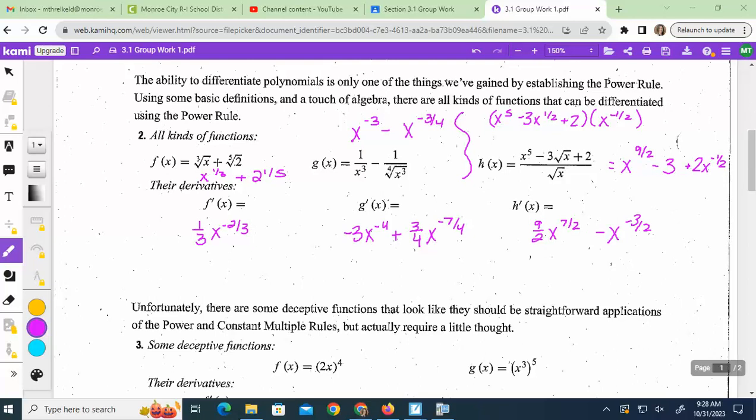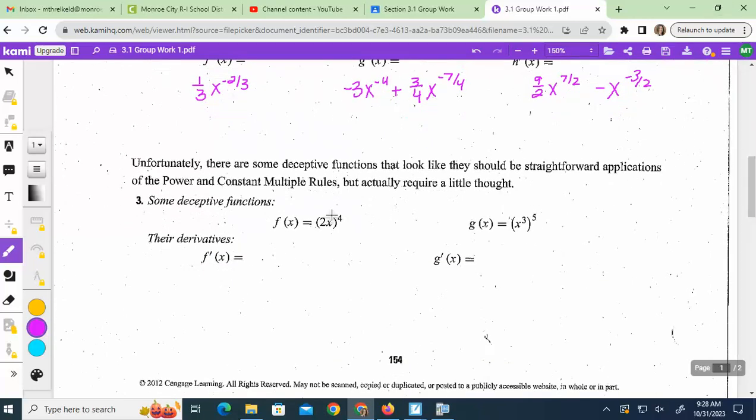Last one. We need to clean things up first. 2 to the 4th would be 16x to the 4th, so the derivative would be 64x cubed. Right here, this is the same as x to the 15th power, so the derivative is 15x to the 14th. So really trying to get you guys to practice simplifying things before.